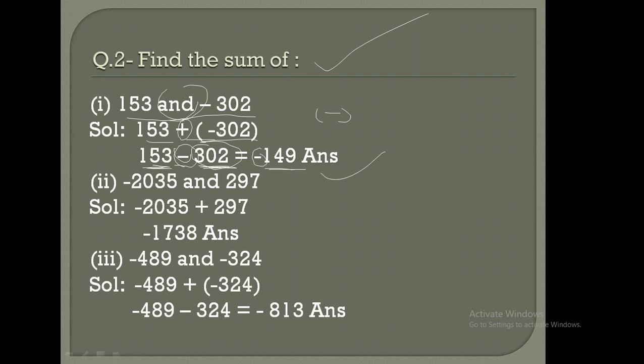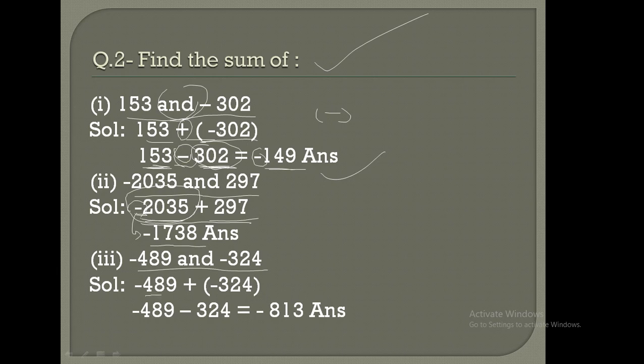Now we will move to the next question, that is minus 2035 and 297. Here minus 2035 plus 297, again one is negative, one is positive, we have to do the subtraction, and after subtraction we will get 1738. Again here we can see 2035 is the greater number, so we will use the greater number's symbol, that is minus.